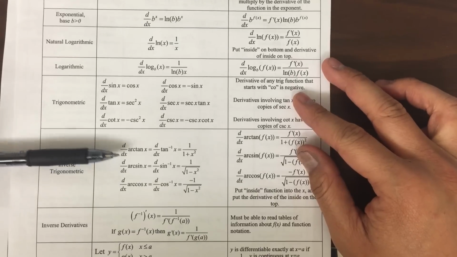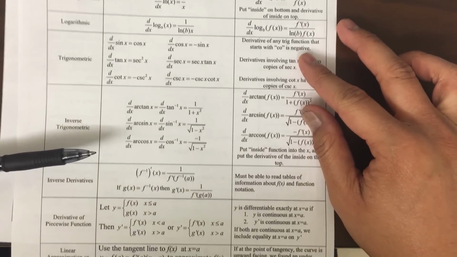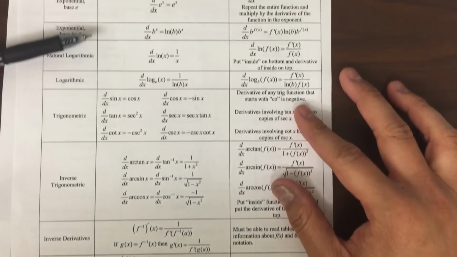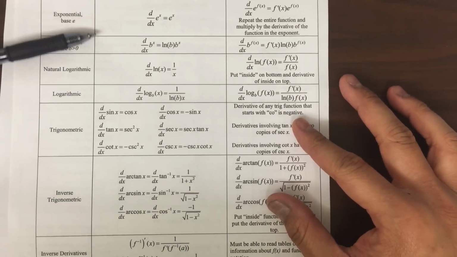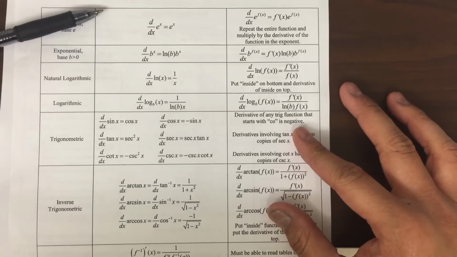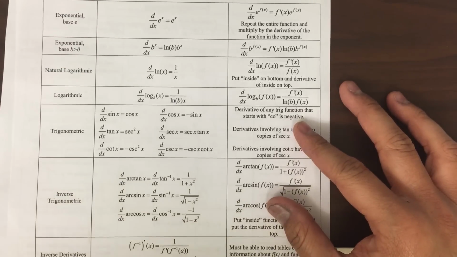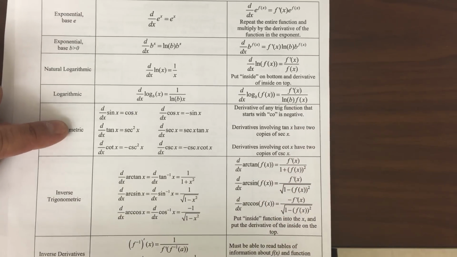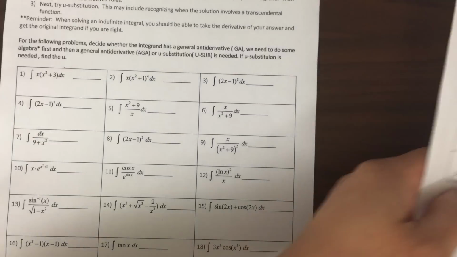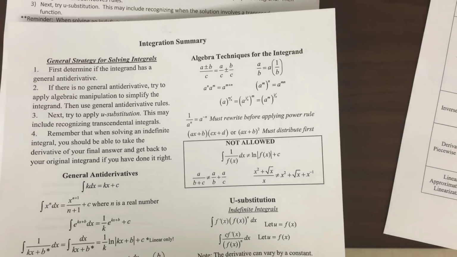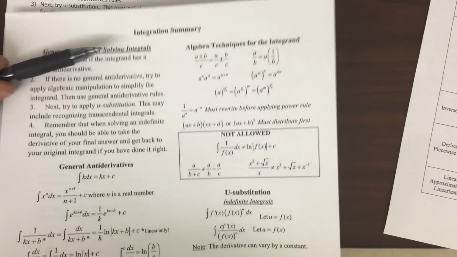Okay. Those are good for now. So review these transcendental functions. Take about a minute to do that. Pause the video, take a minute to review these. And once you have reviewed that, take out the page that's titled integration summary.